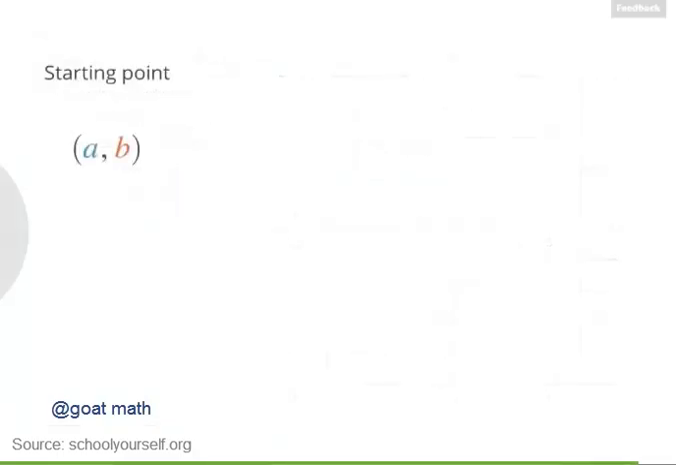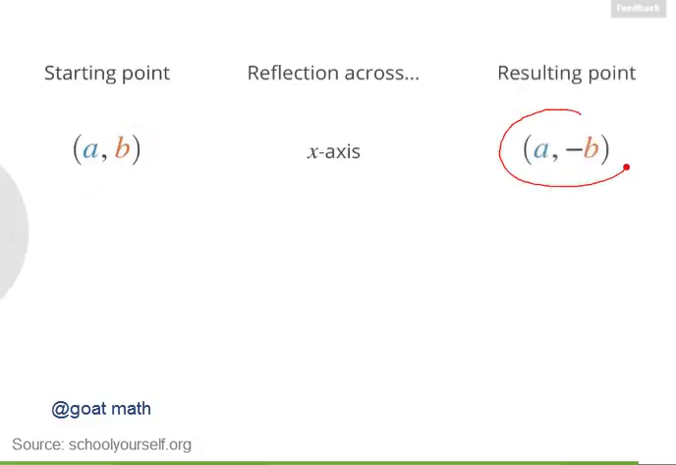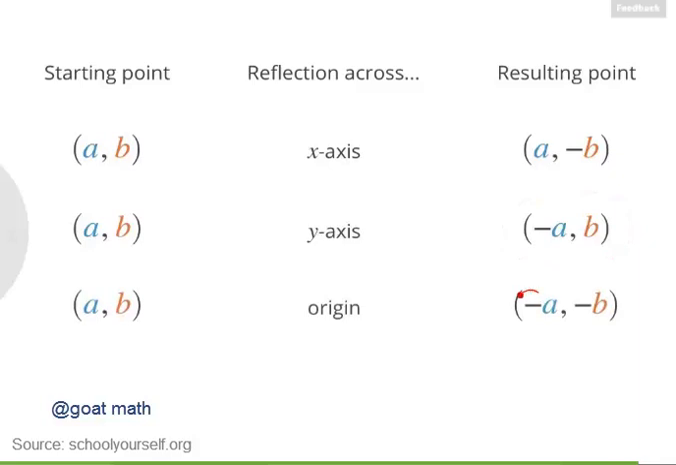So to summarize, if you start at the point A, B and you reflect it across the x-axis, you wind up at A, -B. So you flip the sign of the y-coordinate. And if you reflect across the y-axis, you flip the sign of the x-coordinate, so that's -A, B. Reflecting across the origin means you should flip both signs, so the resulting point is -A, -B. And reflecting across the line y = x means you should swap the x and y coordinates. Don't worry about memorizing all these rules. You should be able to quickly rederive them by drawing a sketch for yourself with a few coordinates.